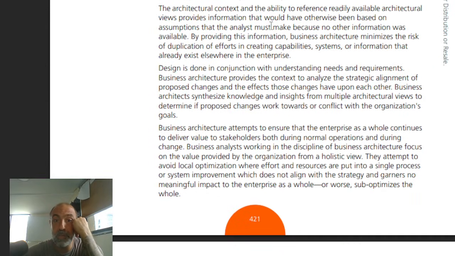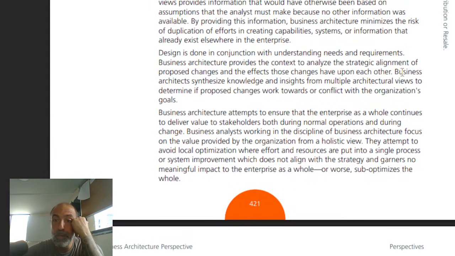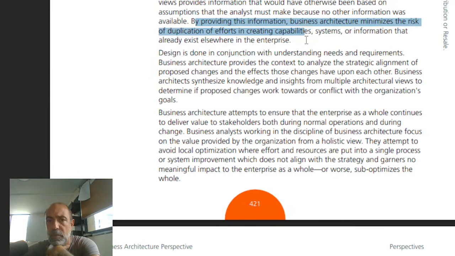The architectural context and the ability to reference readily available architectural views provide information that would have otherwise been based on assumptions, and the analyst, we have had this conversation, I think, from an information technology perspective, must make assumptions if no other information was available. All right, so you can't assume. By providing this information, business architecture minimizes the risk of duplication of effort in creating capabilities. Yes, we've talked about this, I think, in business analysis scope.